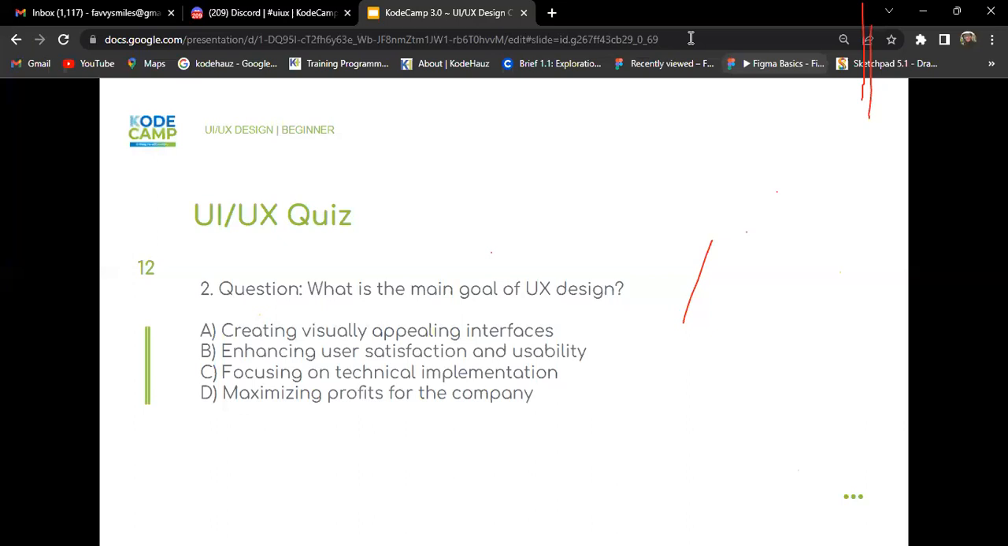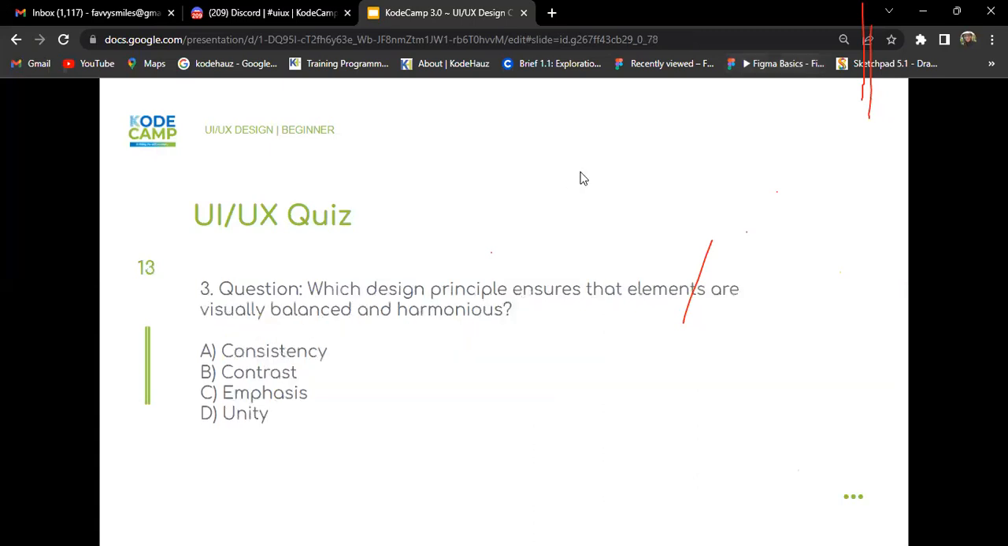Okay, so I think I mentioned that the requirement is that you should get at least 8 questions correct. So number 3 question we have, which design principle ensures that elements are visually balanced and harmonious? A, consistency. B, contrast. C, emphasis. D, unity.